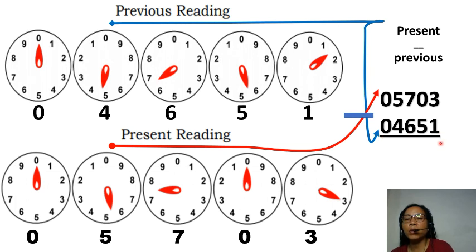Okay? So, you have here 05703 minus 04651, 3 minus 1, 2, 10. Para maging 10 si 0, manghiram ka ng 1/10 sa 7. So, si 0 naging 10 minus 5 is 5. Si 7 naging 6. So, 6 minus 6 equals 0. 5 minus 4 equals 1. Then, bring down 0. So, your answer is, ayan, 01052 kilowatt hour. Ito yung konsumo mo sa kuryente sa buwan ngayon. Okay?